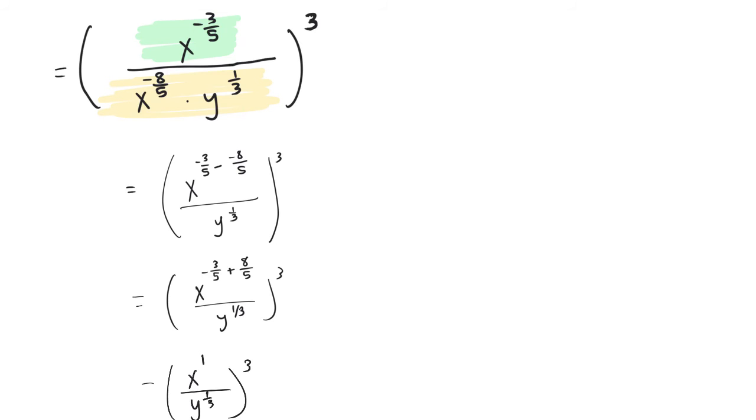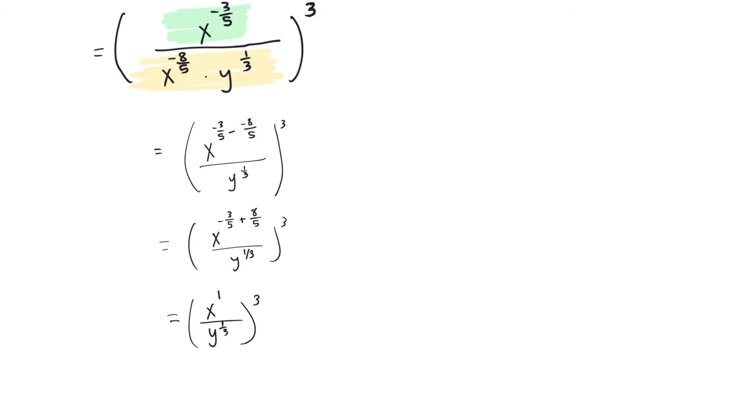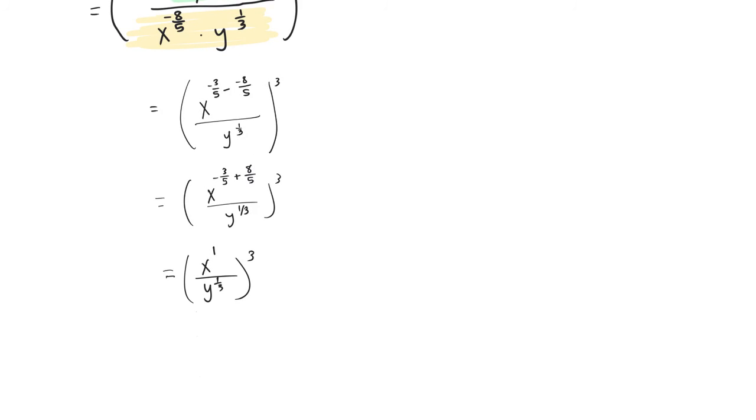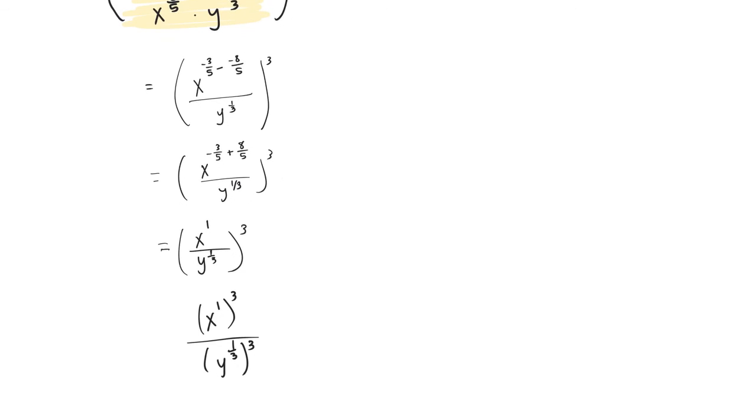Now I'm ready to distribute my power of 3 to both the numerator and the denominator. So I would have x to the 1, which is just x, being taken to the 3rd power, and so is y to the 1/3 taken to the 3rd power. Then just multiply those exponents. So I would have x to the 3rd, and 1/3 times 3, that would be y to the 1, which is just y. And that's my answer.